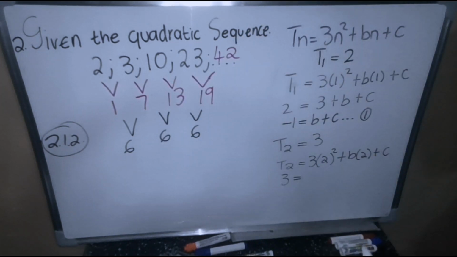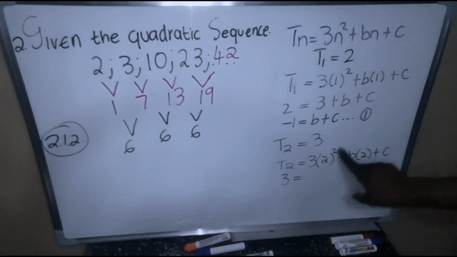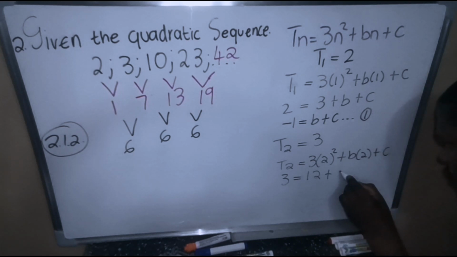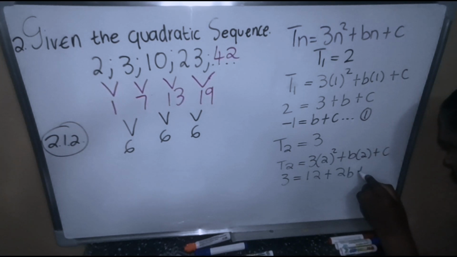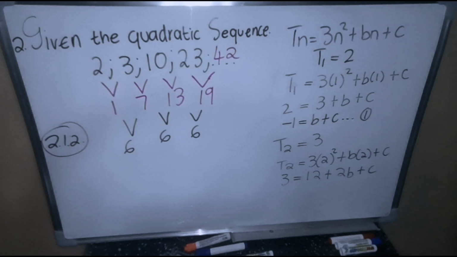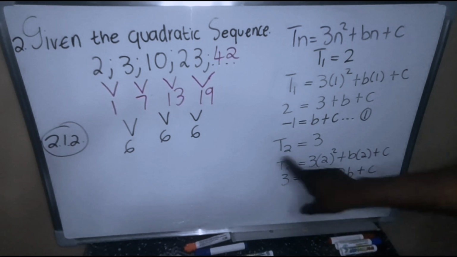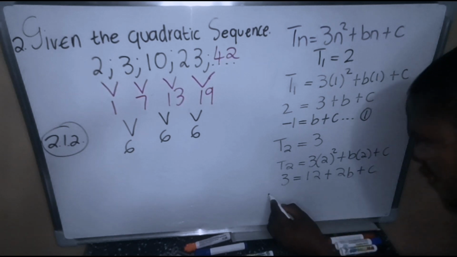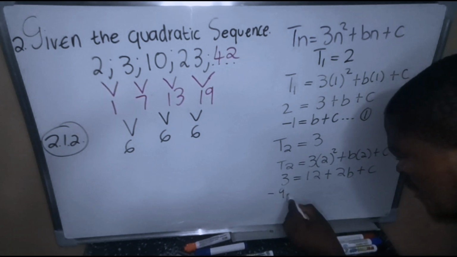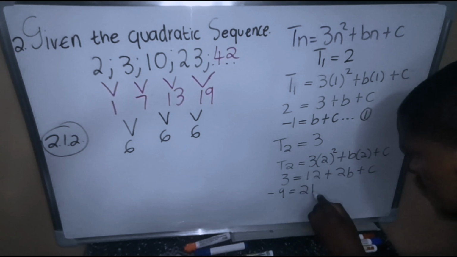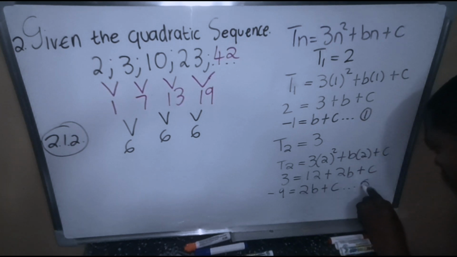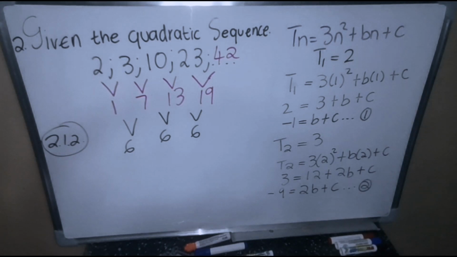You can take any term number, it's your choice. 2 squared is 4. 4 times 3 is 12. 12 plus 2b plus c. Now, I'm going to transpose this 12 to the left. So I'm going to have 3 minus 12, which is negative 9, equal to 2b plus c. Equation number 2. Are we clear? Yes, that's how we do it, guys.